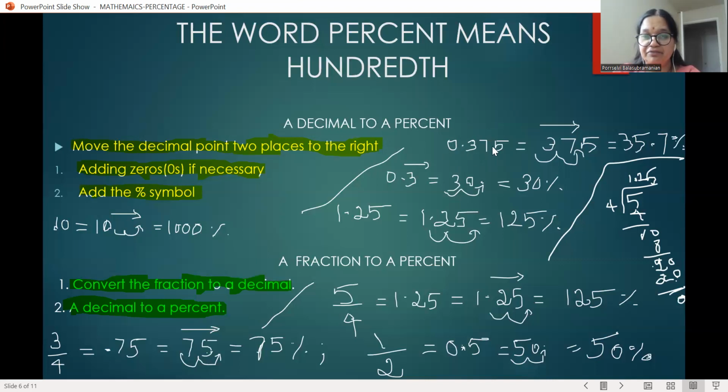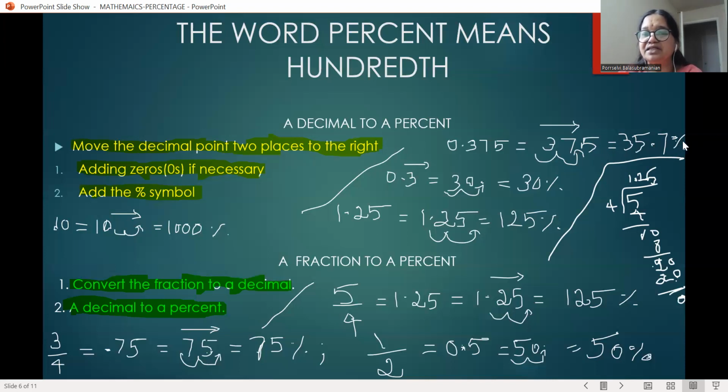So 0.375, it's in the decimal form. Now we are going to convert it into a percentage. Okay. So what are you doing here? We have to move the decimal point two places towards the right hand side. Okay. So the point is now between 0 and 3. Now you are going to move this point between 3 and 7, then 7 and 5. So the final result is 37.5 percentage.